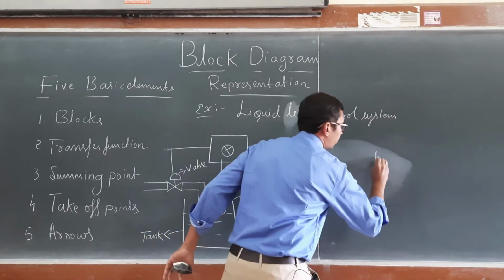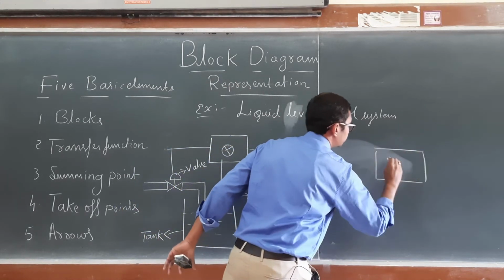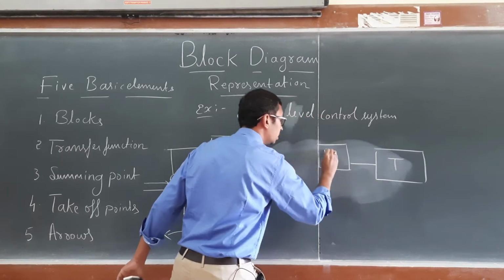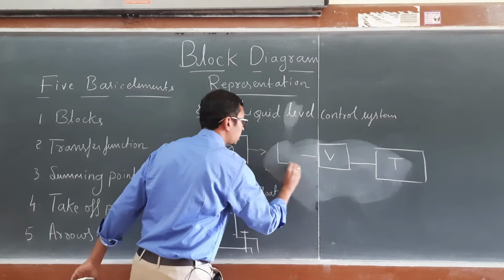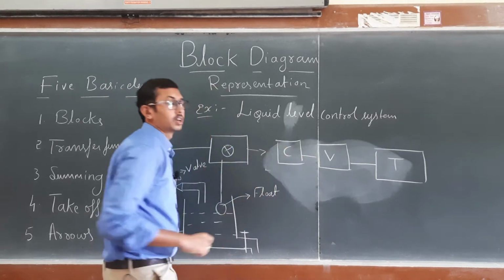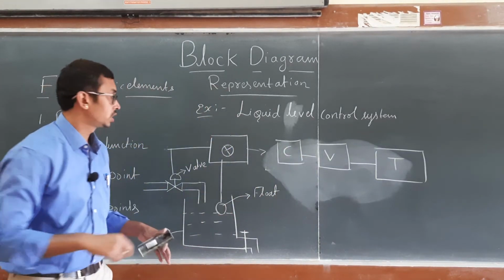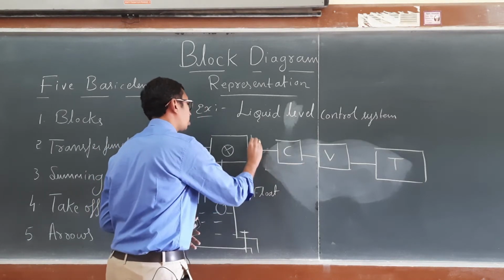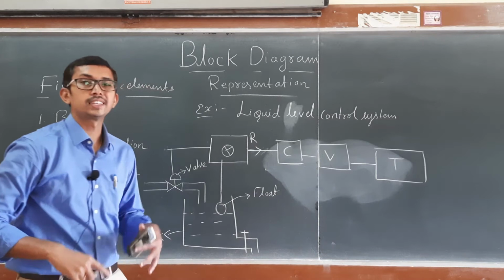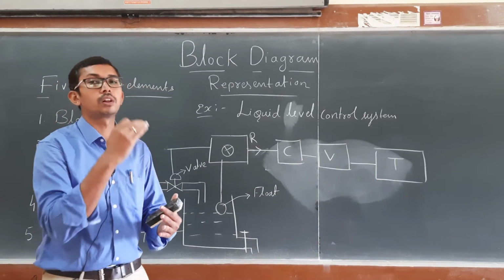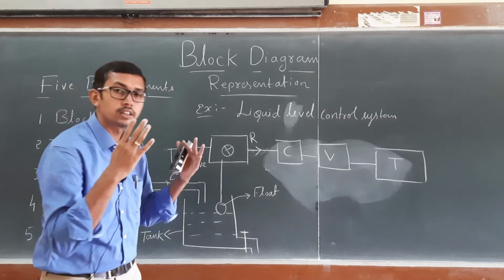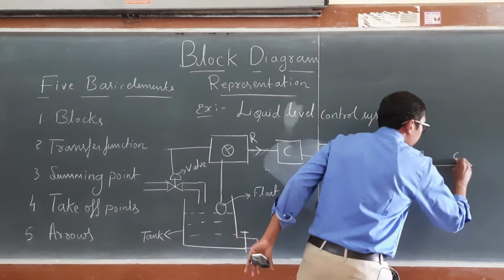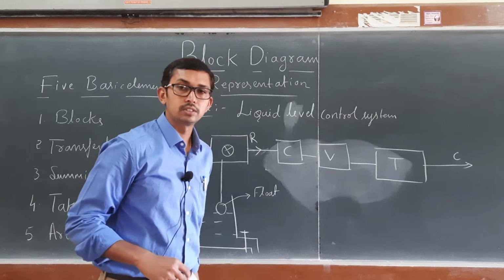Okay, so we have a tank, and that has to be controlled by the valve. The valve in turn will be controlled by the controller. So what is the input signal we are going to give? The input signal we are going to call R. That is the desired level of the water that has to be maintained in the tank. Next, we are going to get the output, which we call C.